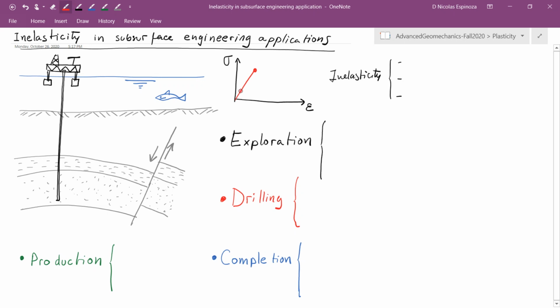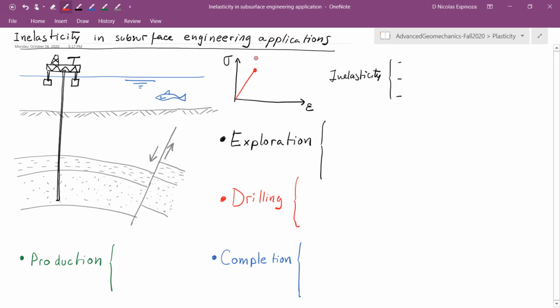In the theory of elasticity, we usually have a relationship between stress and strain, which is unique. For every strain, there is just one possible value of stress. With inelasticity, we do not see that.